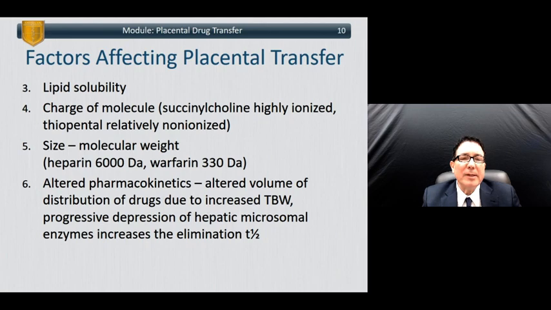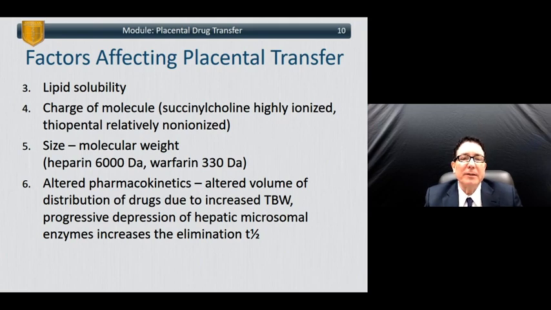Same thing happens with insulin in the diabetic patient. Insulin, because of high molecular weight, rarely crosses the placenta, or it's very hard for it to cross the placenta, while hypoglycemic drugs used in type 2 diabetes or non-insulin dependent diabetes will cross the placenta.